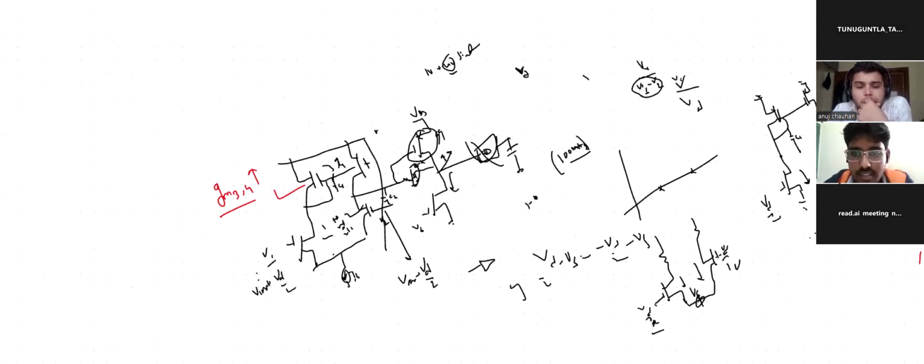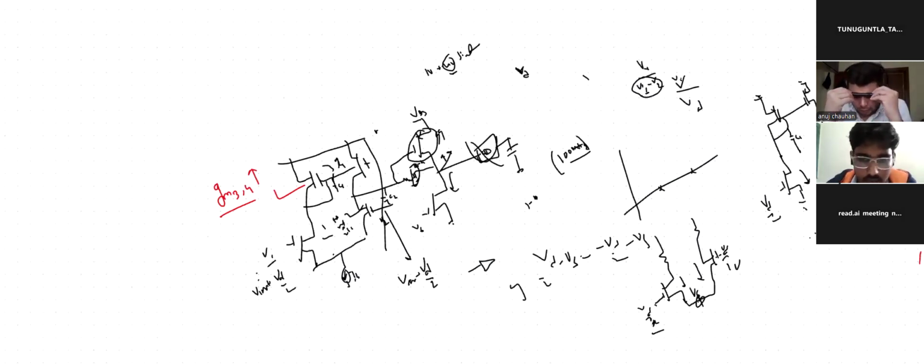V1 plus V2 by 2. We are assuming, for ease of analysis, I can take any point as ground. Ultimately, the potential and energy will remain the same in the circuit, right? So for ease of analysis, we will take common mode and differential mode. The common mode will be V1 plus V2 by 2.